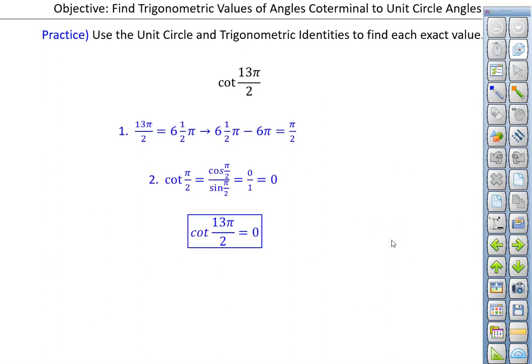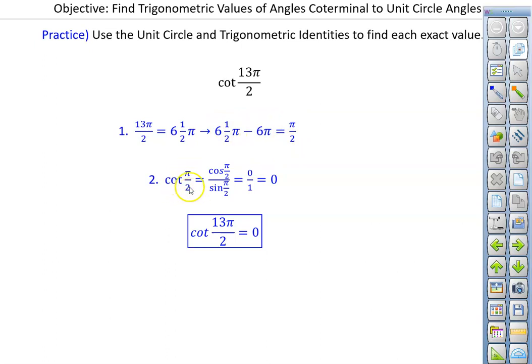So here, cotangent of 13 pi/2. That is 6½ as a mixed number. Here it shows just subtracting 6 pi, which is 3 revolutions of 2 pi radians. Again, you could do it one at a time, or here it's shown all together. 6½ minus 6 would give us 1/2, which is pi/2.